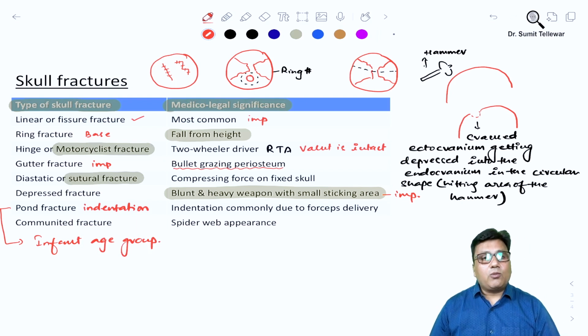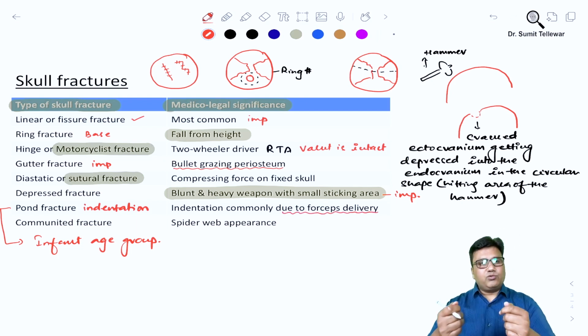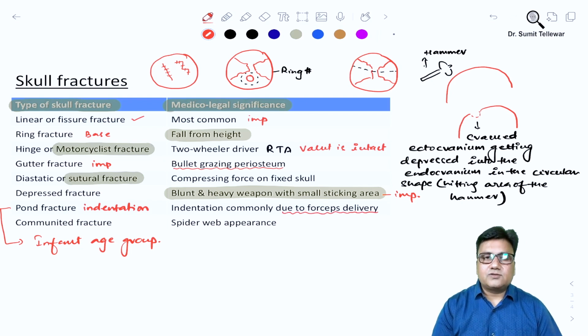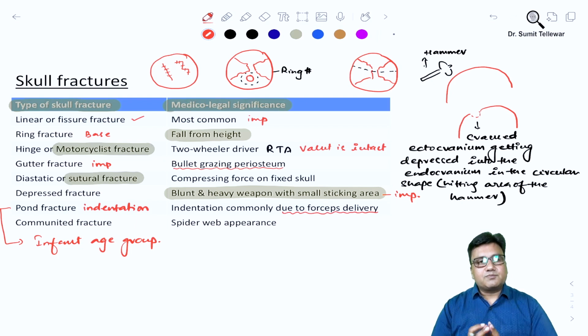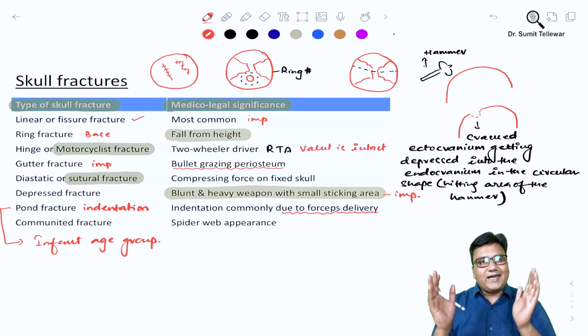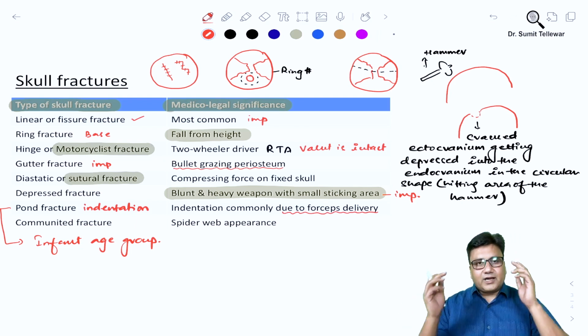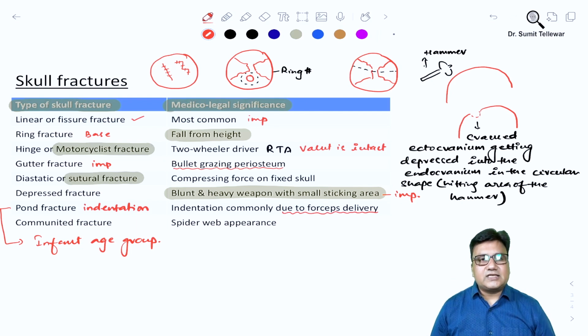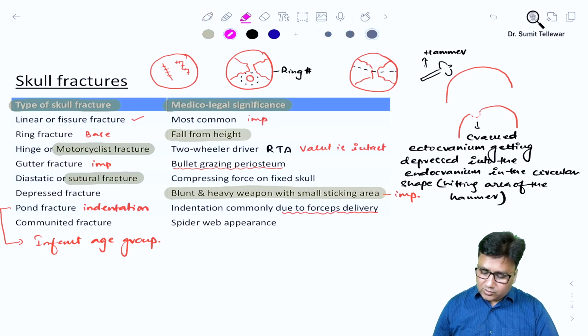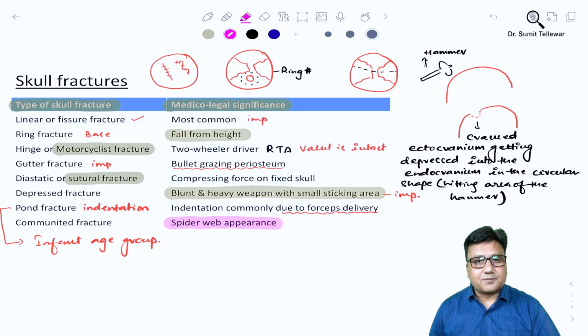An indentation commonly happens during forceps delivery, when a fetus is pulled out of the mother's womb by the grip of a forceps. The force of the forceps can indent the cartilaginous skull of the infant, and later on when that deformity remains as the skull gets calcified, that's called a pond fracture. Then lastly we have the comminuted fracture, also known as a spider web fracture, which has a spider web appearance.